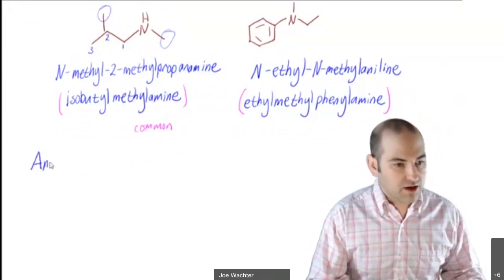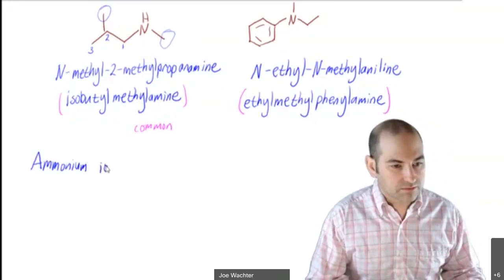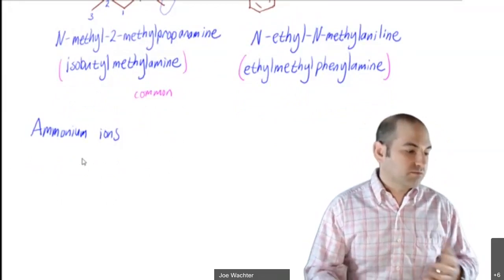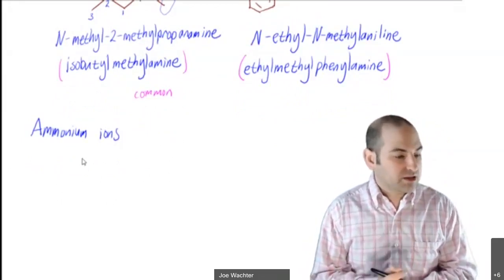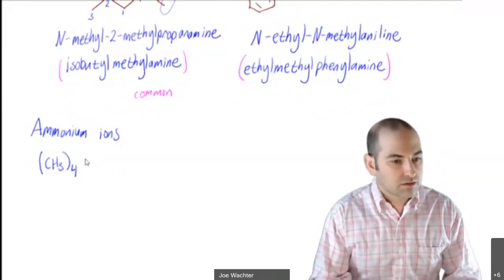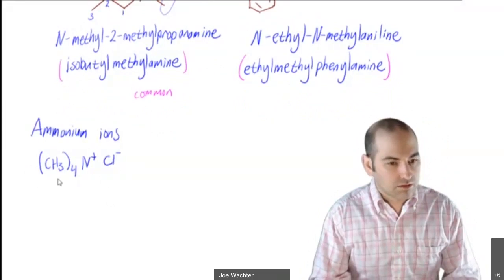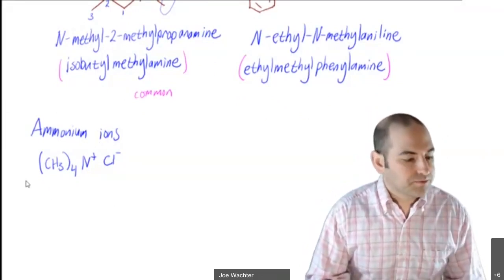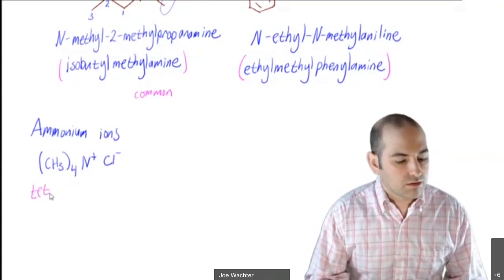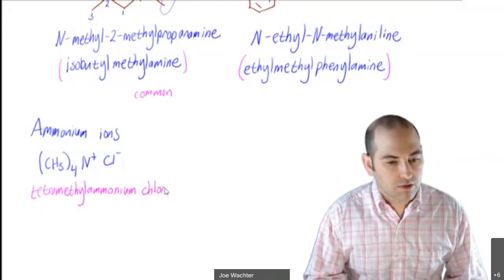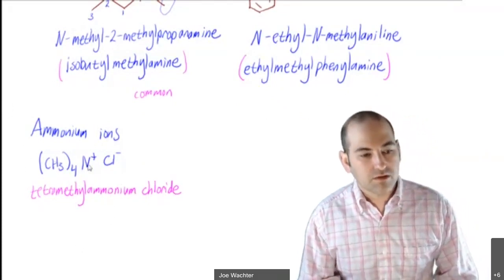Another important class of amines are ammonium ions. So those are nitrogens that have four alkyl groups on them, or three alkyl groups and a hydrogen, and are positively charged. And these are generally named, instead of amine, you just say ammonium. So this would be tetramethylammonium chloride. So four methyls on the ammonium chloride.